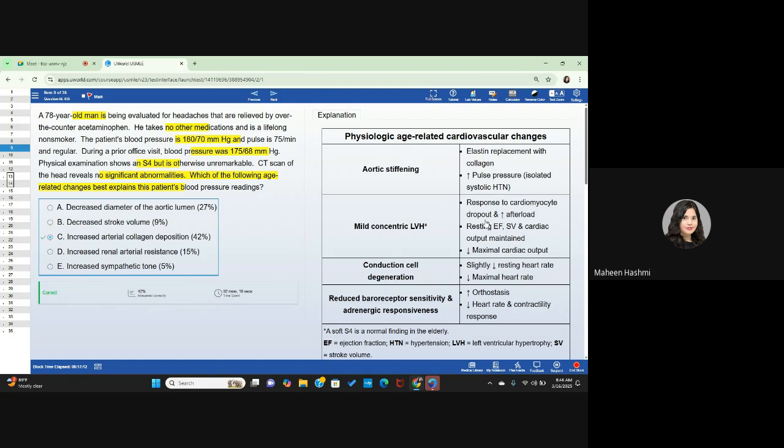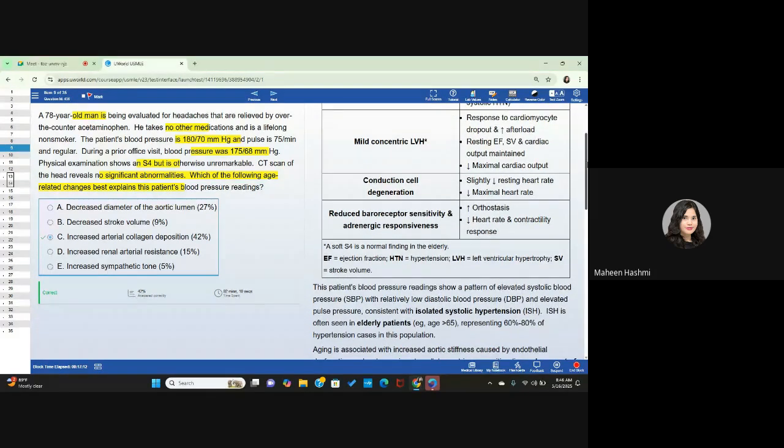Again, physiological age-related changes, we discussed this yesterday as well. There's aortic stiffening happening, and the pulse pressure is going to increase, elastic replacement with collagen. There's mild concentric left ventricular hypertrophy. This is the same exact algorithm that we discussed yesterday as well.